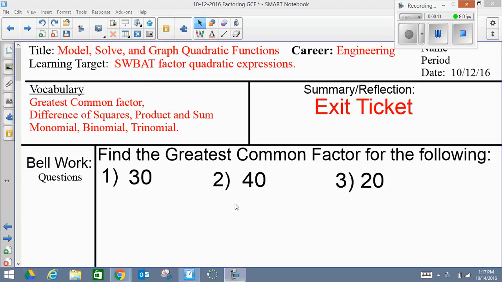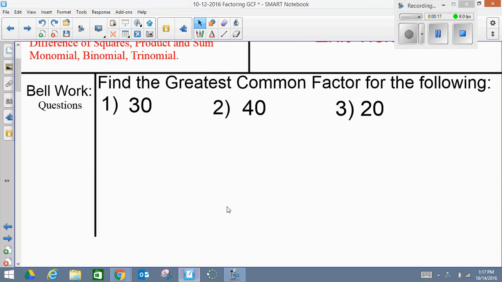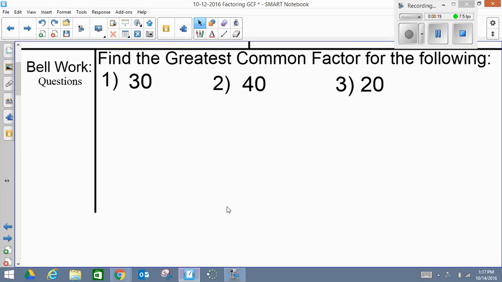First thing that we're going to do is, we have three numbers here, 30, 40, and 20. The idea is to find the greatest common factor between the three numbers. To do that, the first thing I need to do is break up the number. Okay, so I'm going to break the 30, the 40, and the 20.